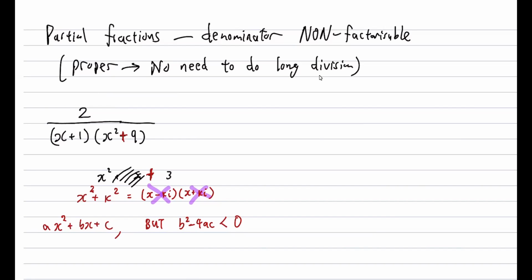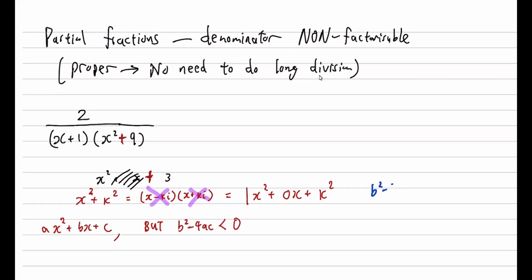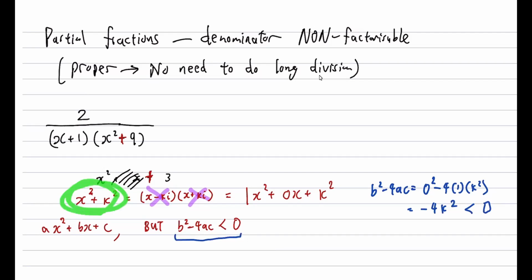You can check. This one, x squared plus k squared, is really just 1x squared plus 0x plus k squared, which means your discriminant will be 0 squared minus 4 times 1 times k squared, which is negative 4k squared, which will always be less than 0. So that's the general reason. Whenever b squared minus 4ac is less than 0, it will be a non-factorizable quadratic. But this is the classic form: usually no linear term, and a plus sign over here. Guaranteed you will have a non-factorizable quadratic.